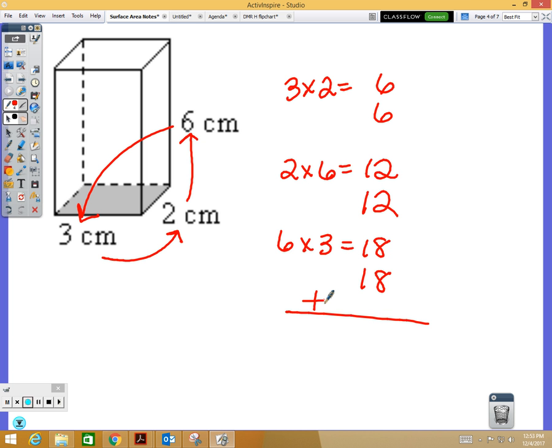Did you see how I drew these arrows to kind of help me stay organized with what I was doing? I did 3 times 2, 2 times 6, 6 times 3. So 12 plus 24 plus 36. Did y'all get 72?